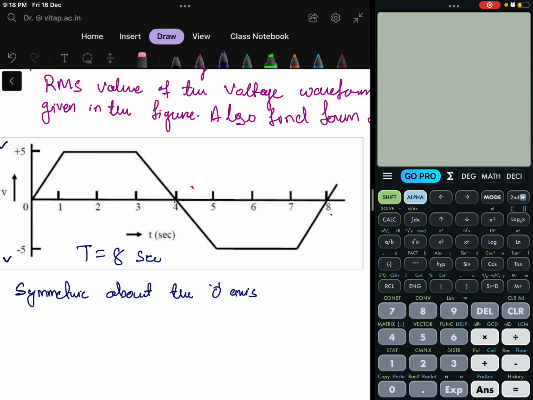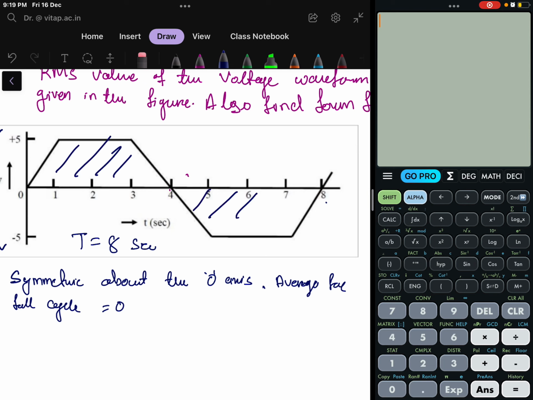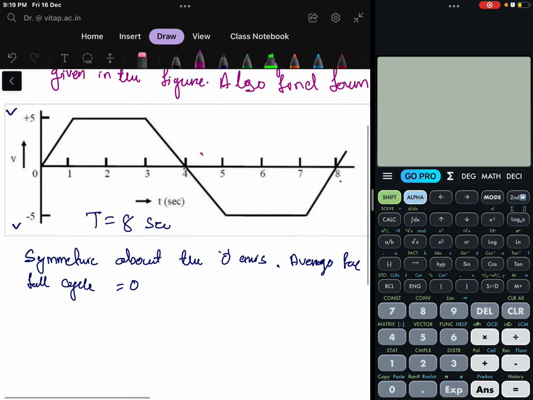So when it is symmetric about the 0 axis, the average for the full cycle is equal to 0. If we find the average of this wave over this particular area and this particular area, the value will come to 0. That is why when a wave is symmetric about its 0 axis, we calculate the average value and the RMS value for the half cycle itself, and the answer will remain the same because it is symmetric. The other half is just the negative of the positive cycle.